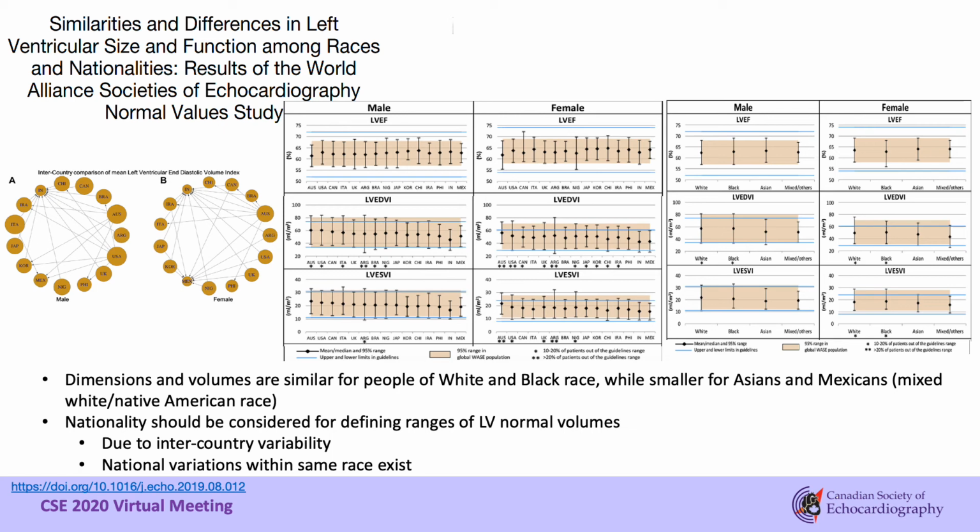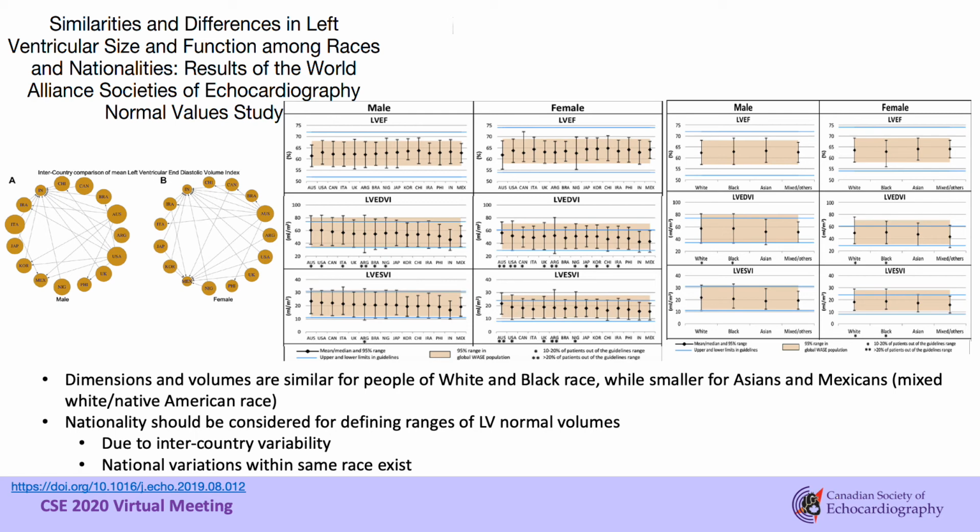information on differences among races and nationalities. Here I've included a figure with each country in the study represented as a circle. The arrows indicate that there's a significant difference between the values between these two countries. The base of the arrow is the larger value and the tip of the arrow represents the smaller. Here for both males and females, many countries had much larger LV end diastolic volumes indexed compared to those in India. On the right, I've given you the male and female breakdown for LV end systolic volumes indexed, end diastolic volume index, and ejection fractions.